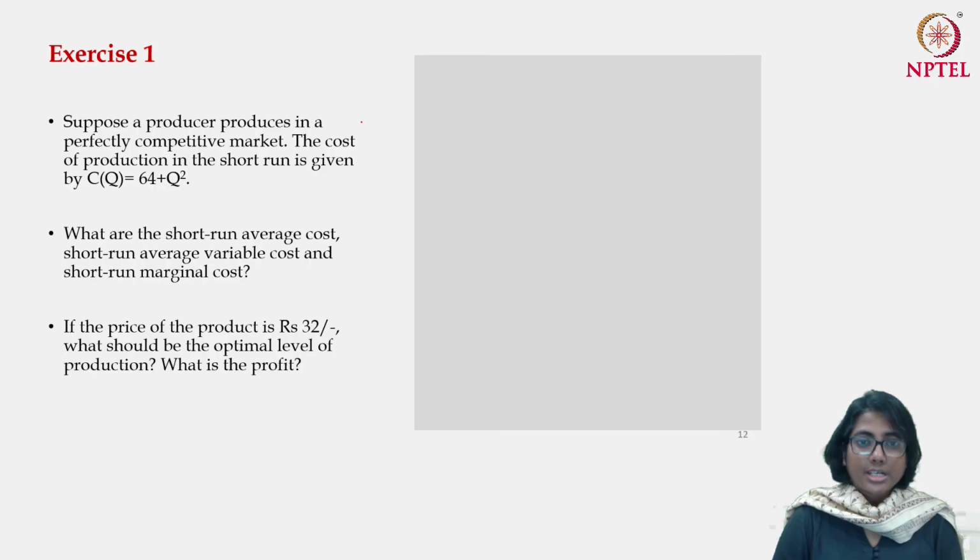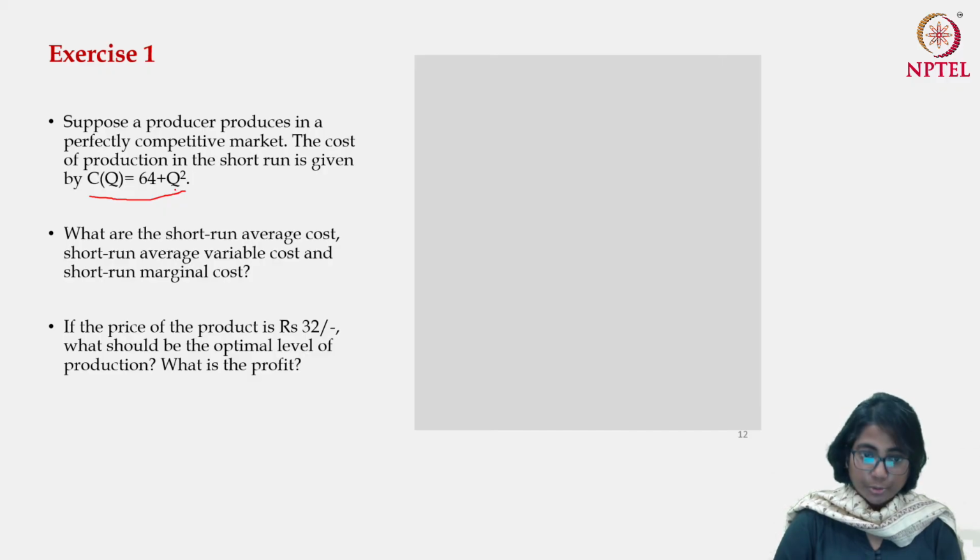Okay, so now we are going to discuss the working of the perfectly competitive market through this example. Suppose there is a producer in the perfectly competitive market where the cost function in the short run for this particular producer is given as C(Q) = 64 + Q square. If you look at this cost function, one thing clearly evident at the very first glance is that this 64 is irrespective of the quantity. So this is the fixed cost. However, this Q square part keeps on changing as you change your production. So this is the variable cost component.